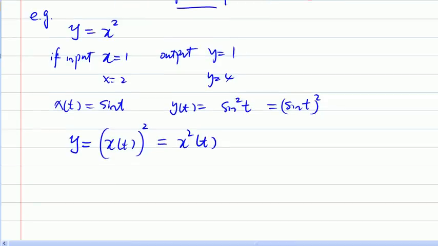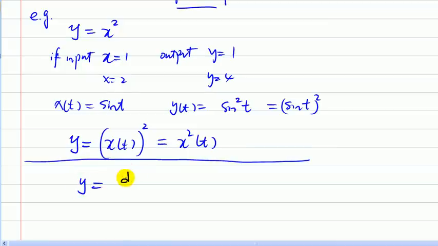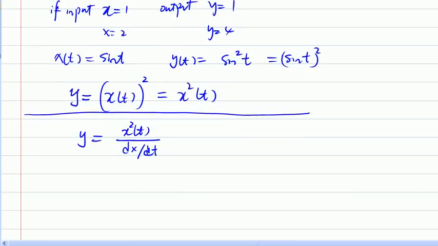Now M here is just a general meaning. This is a general representation of any system. So M is an operator which represents a certain system, and x of t represents the input here. This leads us to one of the assignment questions, which is y equal to x squared of t, dx over dt. So that is one of the assignment questions.